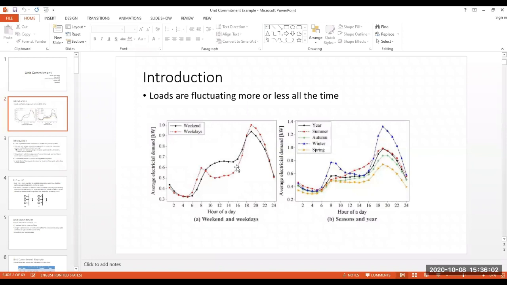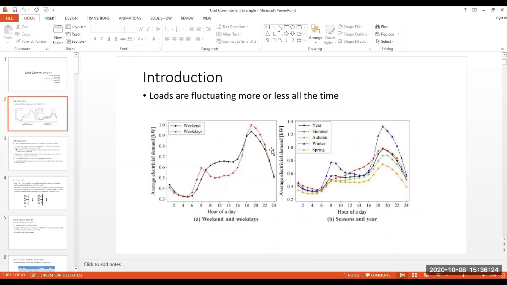between 10 a.m. to 4 p.m., it's much larger than the weekday values. Of course, this is for some arbitrary place, and this will vary from place to place. But this is just for a sample. As a sample, I am providing this information that loads are continuously varying.